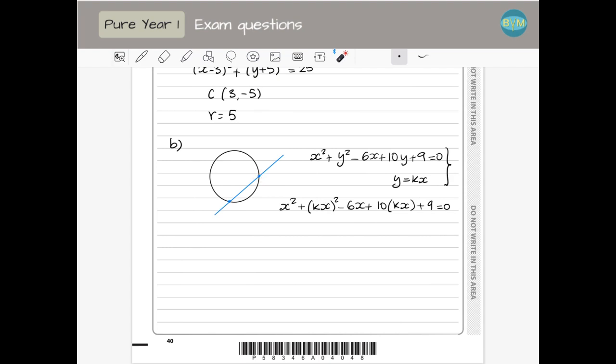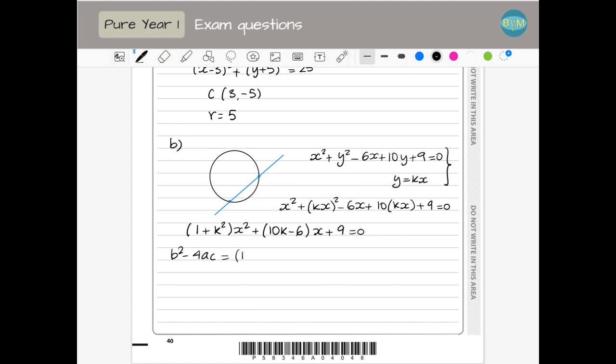So to have 2 points of intersection, this quadratic must have 2 solutions. So I'm going to reorganize it a bit because it doesn't look well. So I have x squared here and x squared here. I'm going to factorize. So I have (1 plus k squared) x squared, and I have x here and x here. So I have minus 6 and 10k. So plus (10k minus 6) multiplying x plus 9. This equation should have 2 real solutions to have 2 points of intersection. So the discriminant, b squared minus 4ac, must be positive.